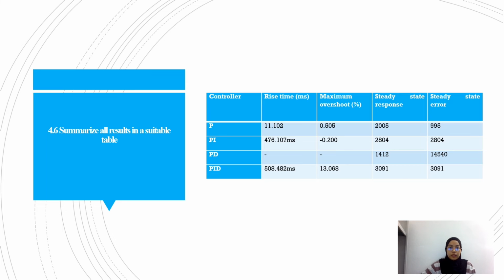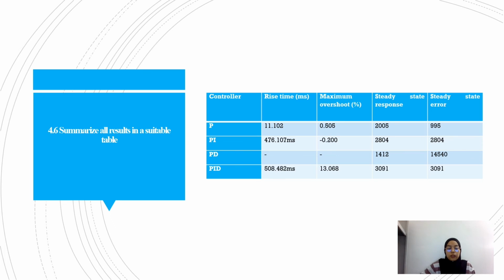Assalamualaikum and hi, my name is Iza Hazira binti Hikzir and my matric number is CE190220. Regarding part 4, I will explain about 4.6, the summary of the results in a suitable table. This is a table which contains the controllers P, PI, PD and PID, and also contains the rise time in milliseconds, maximum overshoot, steady state response and steady state error.